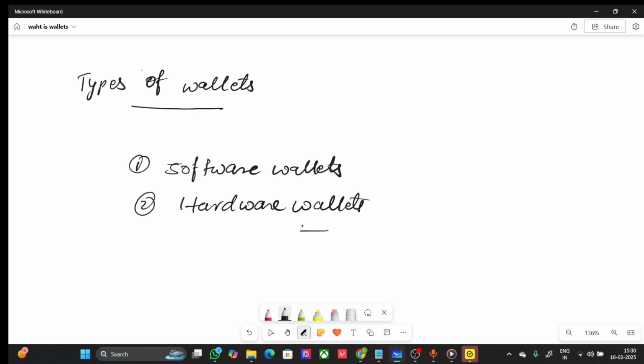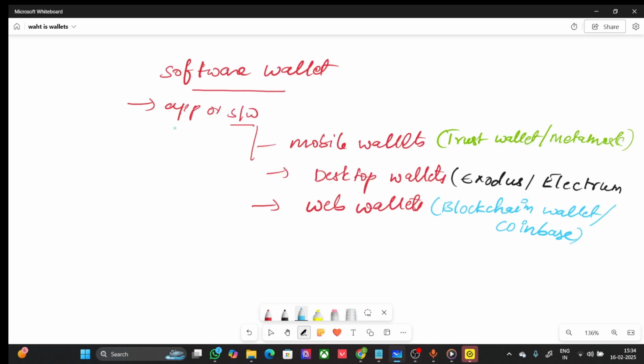Now let us see the types of crypto wallets that are available for us. One is the software wallet, another one is the hardware wallet. Software wallets are usually apps or software that you can download on your computer or smartphone, and these come in three forms. One is a mobile wallet, another one is a desktop wallet, another one is a web wallet. For mobile, we have Trust Wallet and MetaMask, for desktop we have Exodus and Electrum, and for web wallets we have the Blockchain wallet and Coinbase. If you want to use a software wallet, you can use any of these modes.